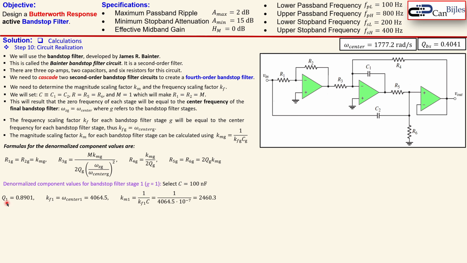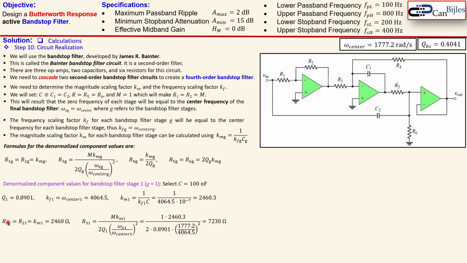And we know that our Q1 quality factor for the first stage was 0.8901. The frequency scaling factor was equal to the omega center of the first stage, so that's also what we have calculated. This is also what we already know. Now we can calculate the Km1, which is the magnitude scaling factor of the first stage. We know the C, we just selected that. We also know this, which is then set to this omega center. So we have here 2460.3 as our magnitude scaling factor.